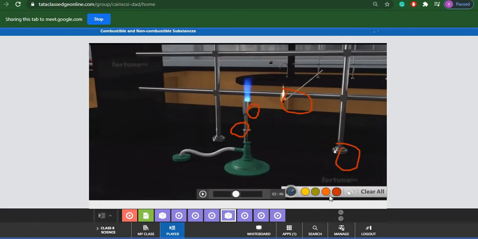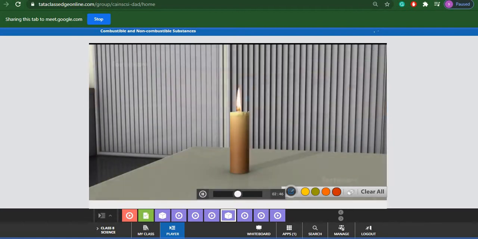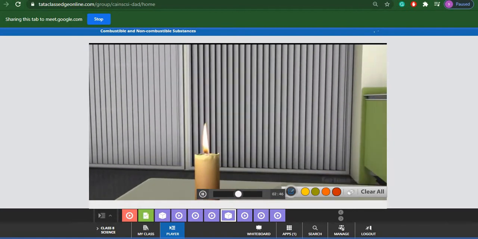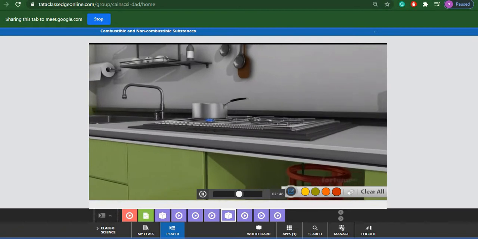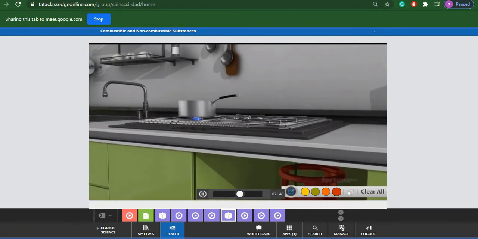So what is it? Can anyone say the name of this one? What is this one? Can anyone say? This is a Bunsen burner, okay? The gas will burn and produce a high amount of energy in the form of heat. The burning of a candle and liquefied petroleum gas, abbreviated as LPG, in a gas stove are other examples of rapid combustion.